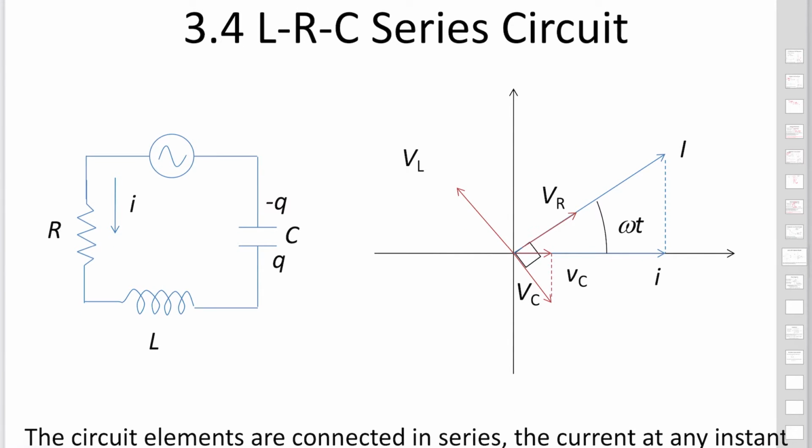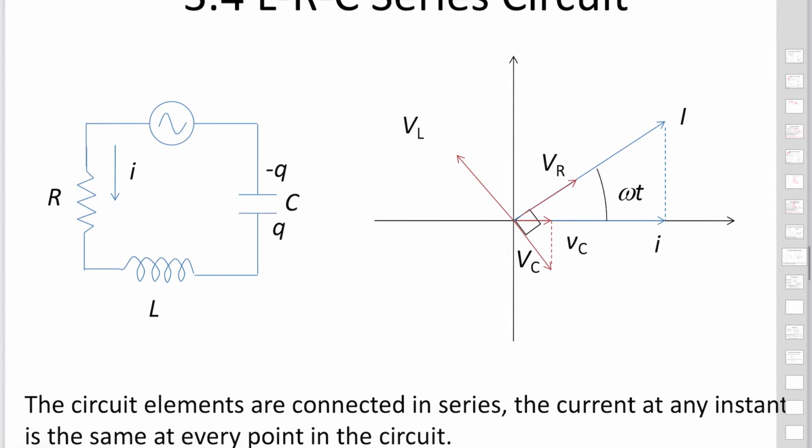So we consider the 3 elements in a single circuit, with all the elements connected in series: resistor, inductor, and capacitor. The phasor diagram is very useful. The projection on the horizontal axis is the instantaneous current, the lowercase i. For the voltage, the resistor is in phase with the current. This is the resistance voltage, V sub R. For the capacitor, this is V sub C. For the inductor, this is V sub L.